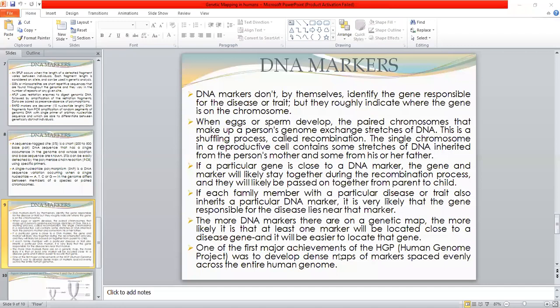One of the major achievements of the Human Genome Project was to develop dense maps of markers spaced evenly across the entire human genome. During the Human Genome Project, which was for the sequencing of the human genome, dense maps of markers spaced evenly across the genome were developed, and these maps helped largely in the identification of genes associated with various traits of interest.